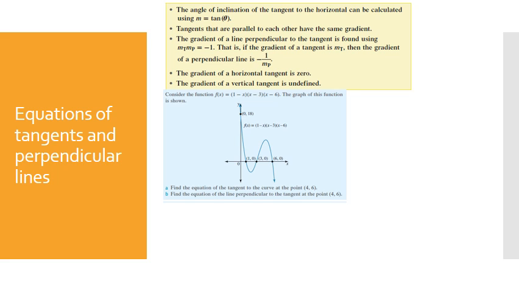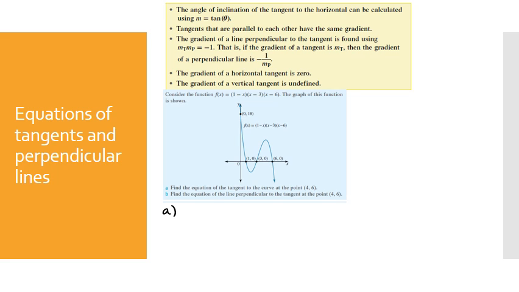Alright, last little section. The gradient of any straight line is tan theta. Parallel lines have the same gradient. And then perpendicular lines, we have the two gradients multiplying to give you negative 1. Horizontal tangent is 0, and then vertical tangent is undefined.